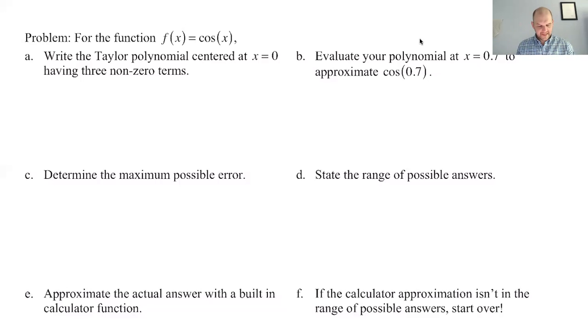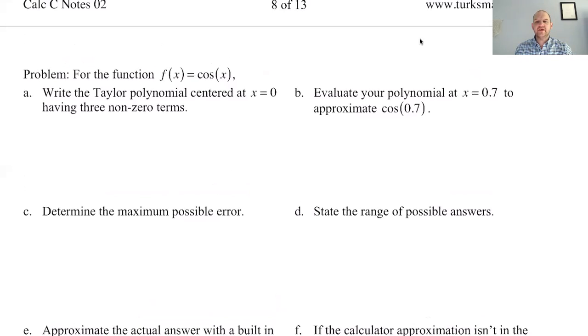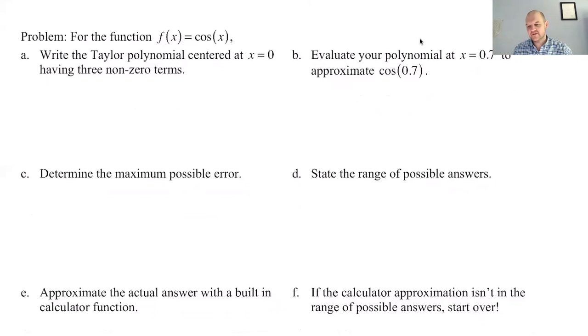All right, we're back. We're on page 9 of Calc C Notes 2, and what we're going to do is answer these questions, I guess. So we're given a function, we're going to write a polynomial, we're going to evaluate the polynomial at a certain point to approximate a value. We'll determine the maximum possible error, state the range of possible answers, use a calculator, it's all calculators.